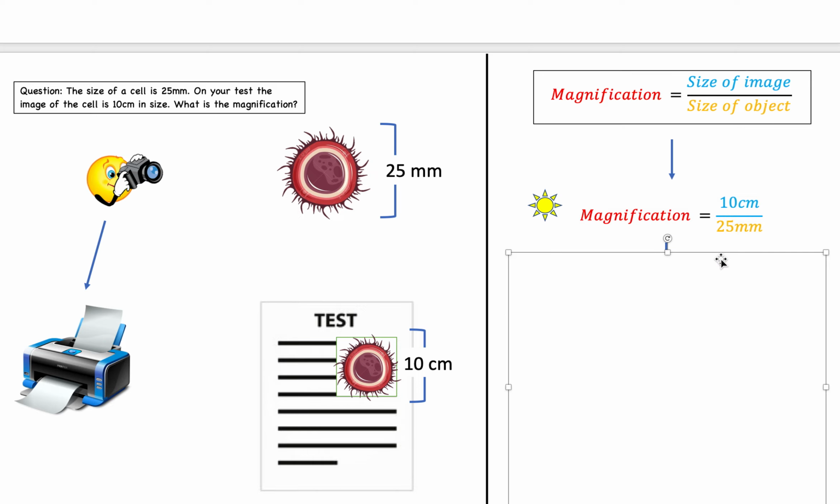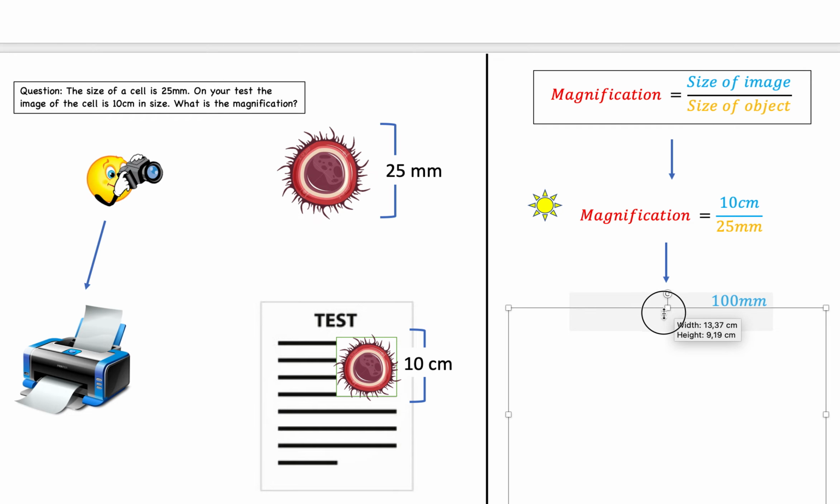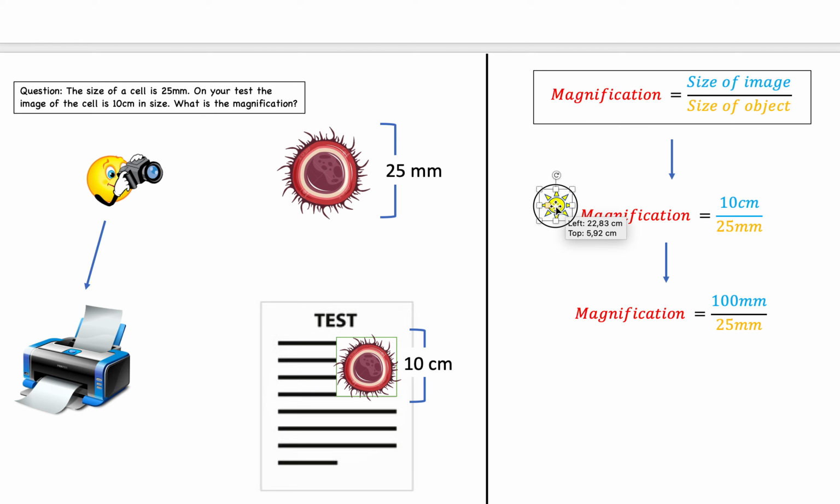Okay? So what you need to bear in mind here is that if you just calculate this, the magnification will be wrong because the units are not matching. So you need to make sure you either convert centimeters to millimeters or millimeters to centimeters. Either way is fine. You just need to make sure the units are equivalent. I put a sun here because I'm going to talk about the concept of conversion and how to convert in the next part. So just for now, follow me.